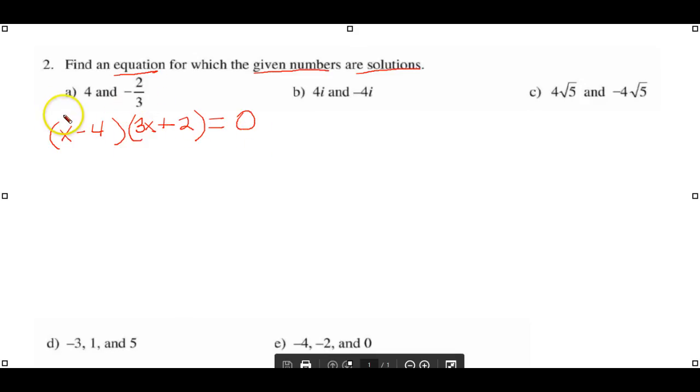Now we just need to FOIL. And this is 3x squared. Now my outers, a positive 2x, inners, a negative 12x, so that gives me a negative 10x. And then a negative 4 times 2, a negative 8 equals 0. So that's this equation.